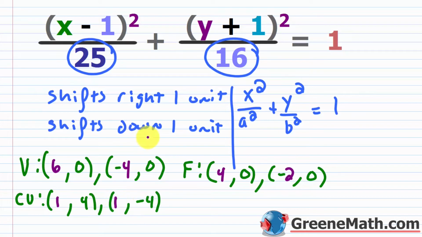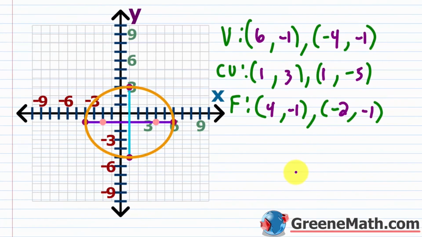Okay, then I'm going to shift all the y coordinates down 1. So I'm just going to subtract 1 everywhere. So this is -1 and -1. And then this is -1 and -1. And then this is going to be 3, and this is going to be -5. Okay, so let's copy this. So I've got everything pasted here.